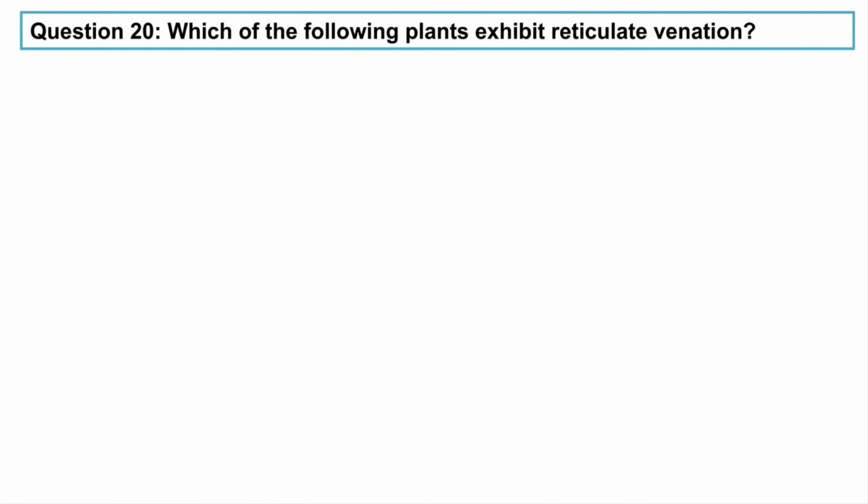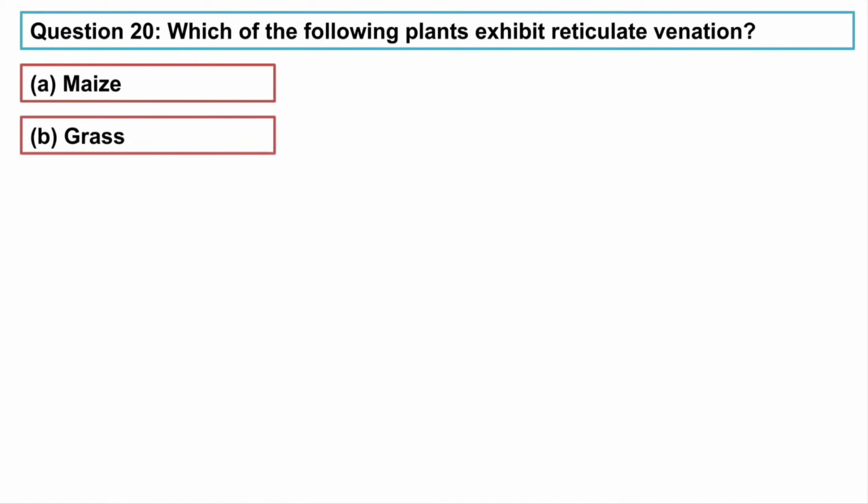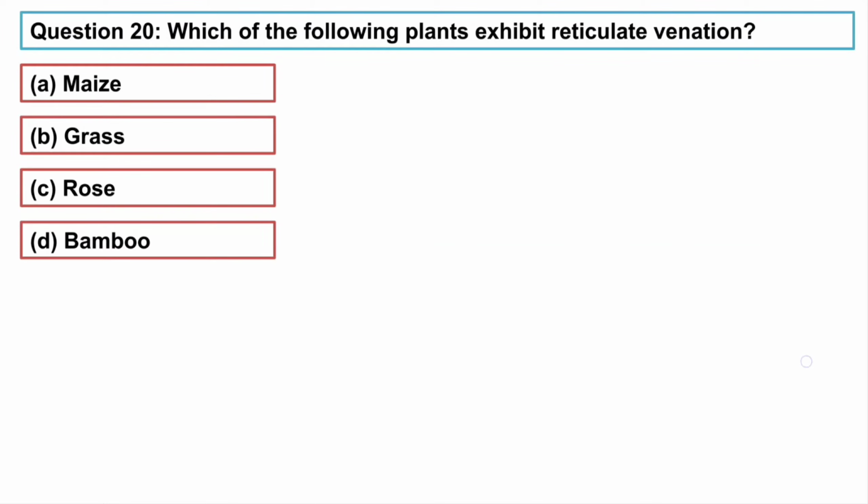Okay. Next, which of the following plants exhibit reticulate venation? So now let us see about reticulate venation. The options are maize, grass, rose, or bamboo. So what is the correct option here? The correct option is rose.